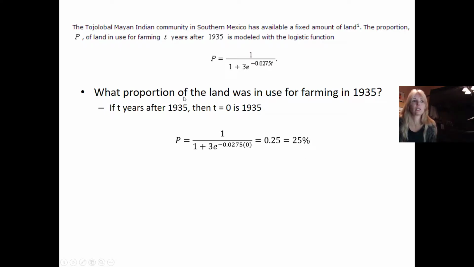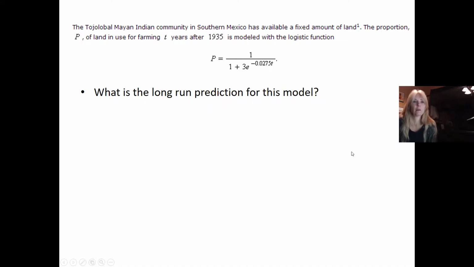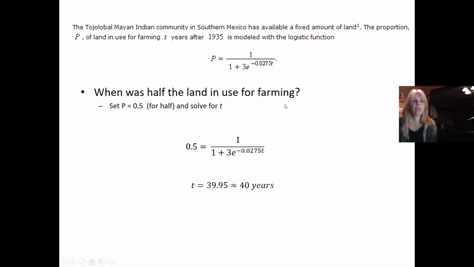And we'd get our answer that 25% or 0.25 would be the proportion of land in use for farming in 1935. What is the long run prediction? Remember carrying capacity? Which makes sense, the proportion in the long run, we would hope that they're using 100% of their land. When was half the land in use for farming?